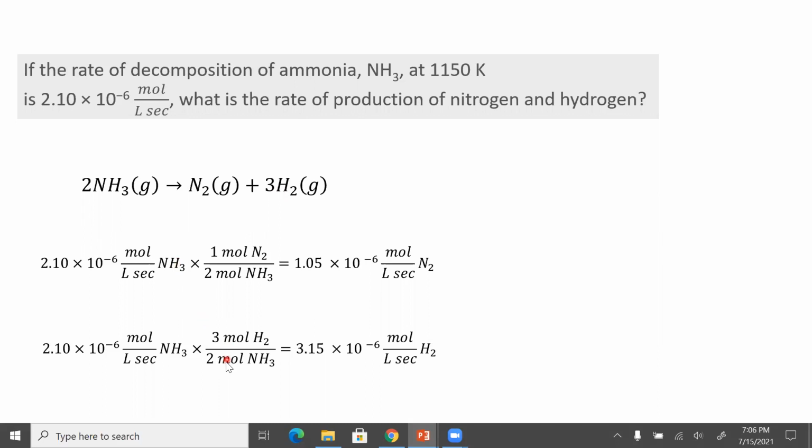Okay, so when we look at the balanced equation, for every 2 moles of ammonia that are consumed, 3 moles of hydrogen are produced. It's a 2:3 ratio. We're getting it right from the stoichiometry in the balanced equation. So if the rate of decomposition of ammonia is 2.10 times 10 to the minus 6, the rate of production of hydrogen is 3.15 times 10 to the minus 6 moles per liter per second, or molarity per second.